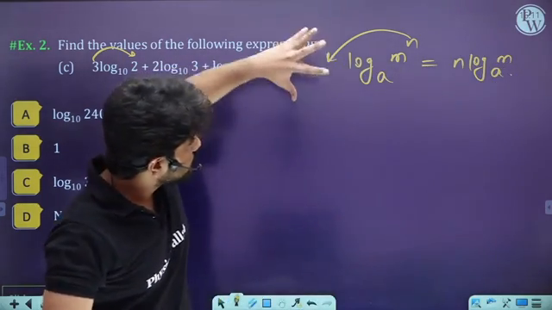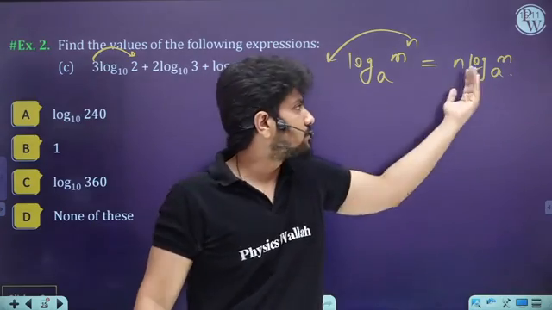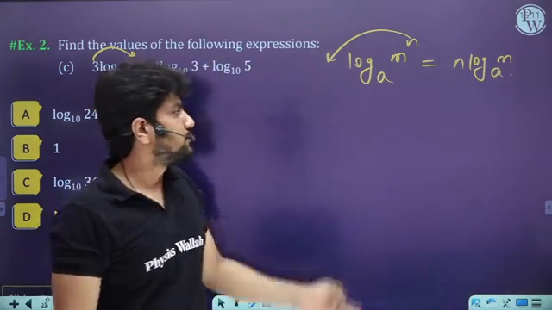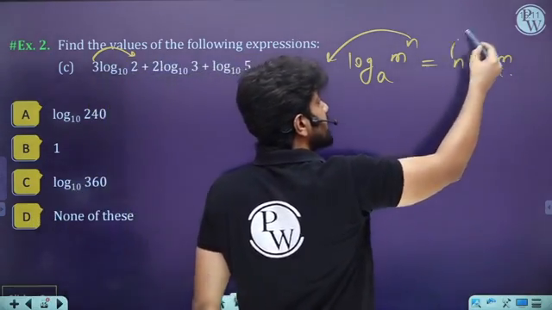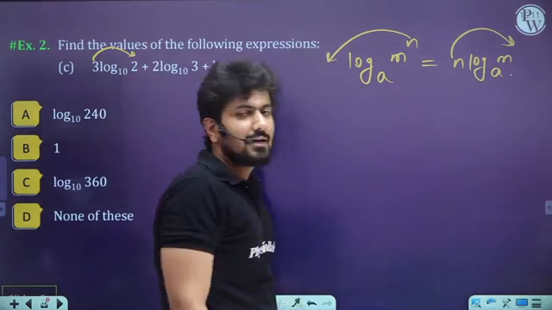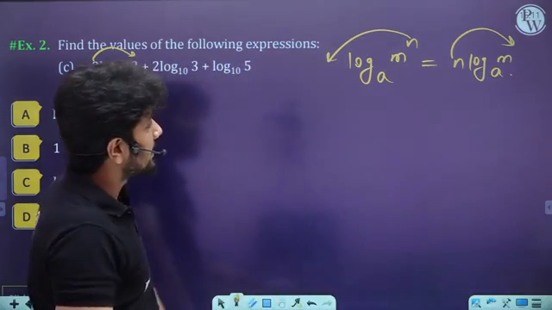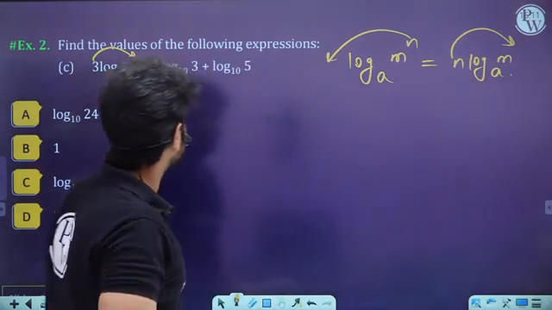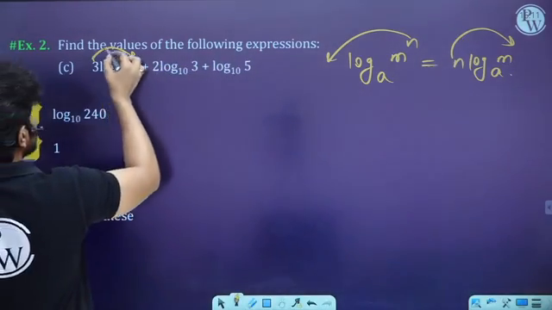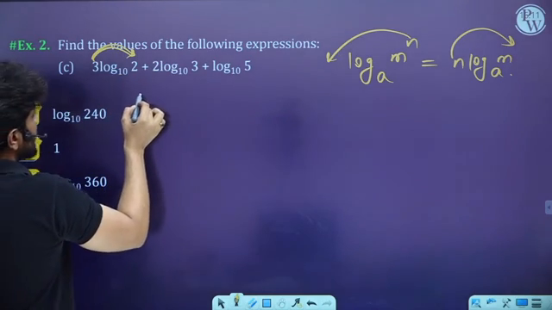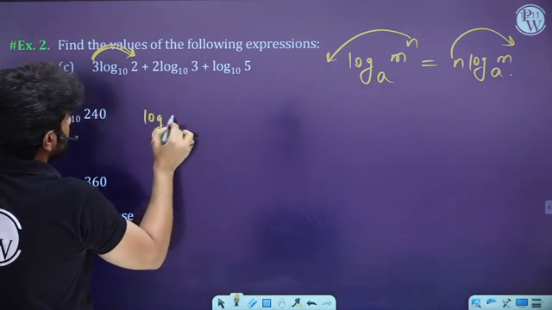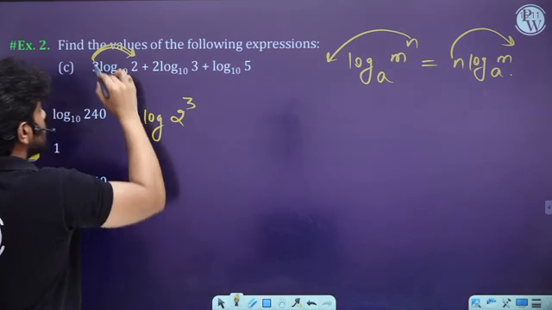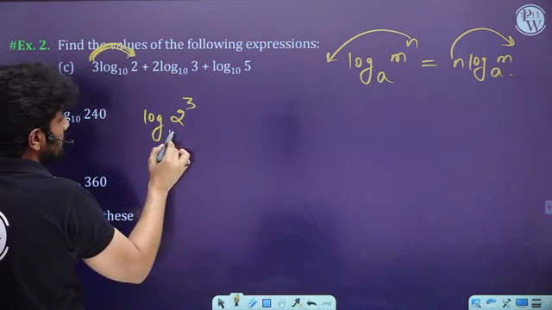So we know how to go from here to here. We can also go from here to here. Suppose if there is a number n in the multiplication, I can send it to the power. I can write it as log of m raised to the power n to the base a. In the similar way, I am sending this 3 to the power of 2. So I can write this as log of 2 raised to the power 3 to the base 10.